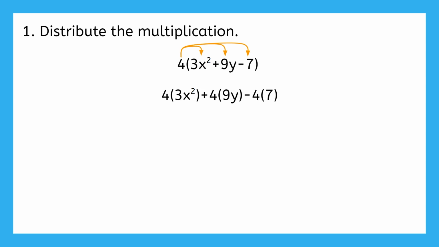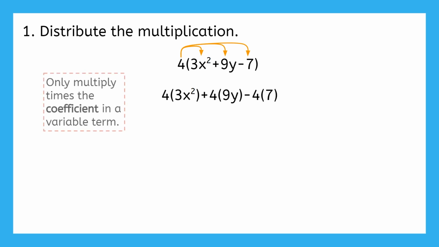Now I do actually need to multiply all of these. When you multiply a constant times a variable term, you only multiply times the coefficient. So when I do 4 times 3x squared, I just do 4 times 3 to get 12, and the variable won't change at all. So it will still be x squared. Why do you think that is?